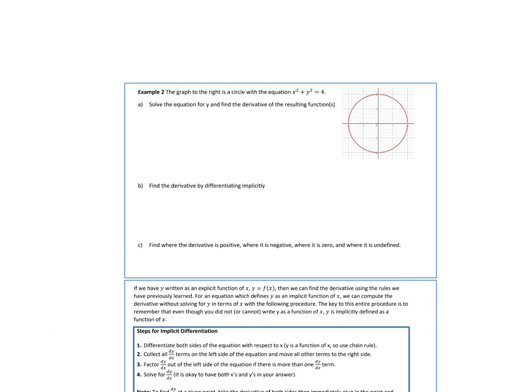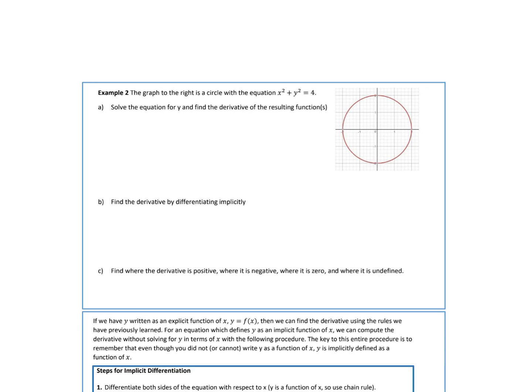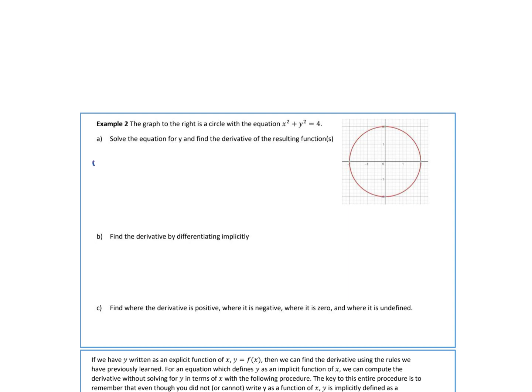All right, so now the graph. This equation represents the graph of a circle. We could resolve it for y, which is fine, but understand you don't have to do that. So let's go ahead and resolve this for y. You're going to get y squared equals negative x squared plus 4, or 4 minus x squared. We could take the root, so you get y equals plus or minus the square root of 4 minus x squared.